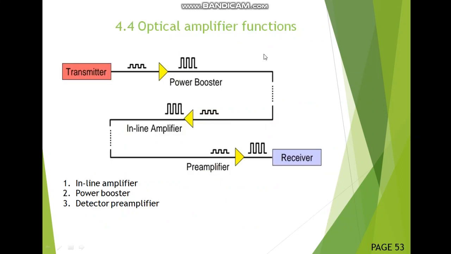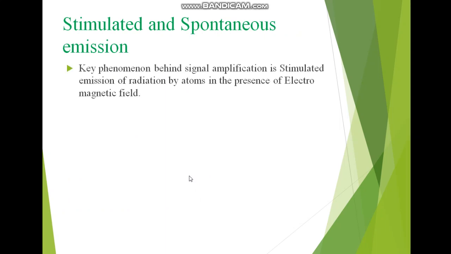So next, optical amplifier functions. In this we are showing all three amplifiers. The transmitter is transmitting the signal, optical light is transmitted, and it is amplified or boosted by the power booster. After that, the signal is transmitted through the communication channel to the optical fiber link, where we are using an inline amplifier to get the proper output. It should be in line at the receiving side. Before receiving, that means before optical to electrical conversion at the receiving side, we are using a preamplifier. So detector, preamplifier.